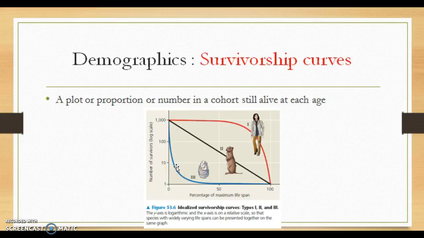So there are three types of survivorship curves: type 1, 2, and 3. Type 1: born, tend to stay alive for a long period of time. Type 2: born, population decreases steadily and readily over the course of time. Type 3: born, most die. The ones that survive tend to live out the full lifespan.